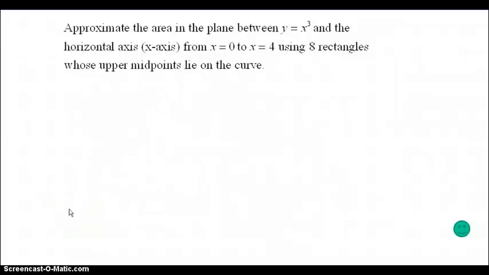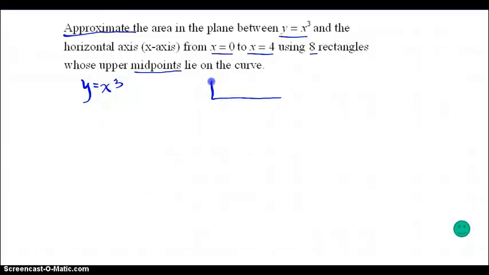Here's one final example. We'll see if we can get through this. And notice this time they don't have a picture for me. Well, that's perfectly okay. I don't need a picture every time you ask me to do this. This says to approximate the area in the plane between y equals x cubed, there's my function, and the horizontal axis, so below the curve and above the horizontal axis, from x equals 0 to x equals 4, using 8 rectangles and midpoints.